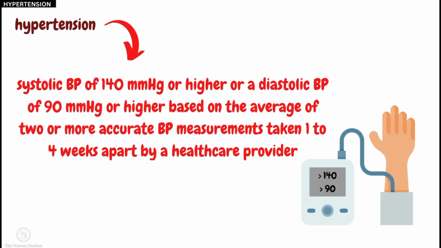Hypertension is defined by the American Society of Hypertension and the International Society of Hypertension as a systolic blood pressure of 140 mmHg or higher, or a diastolic blood pressure of 90 mmHg or higher, based on the average of 2 or more accurate blood pressure measurements taken 1 to 4 weeks apart by a healthcare provider.